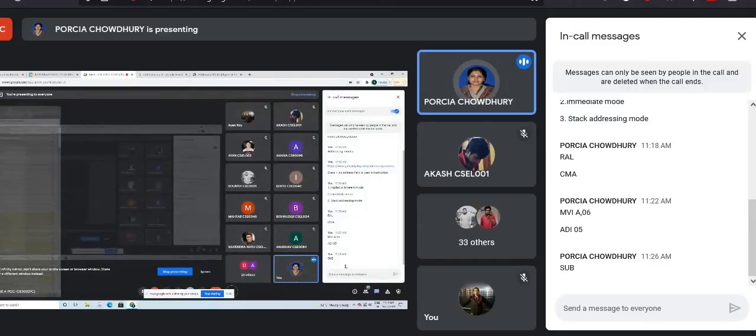The third one is stack-based addressing mode. That means you have to use only the top of the stack as your operand. Example, ADD, SUB. That means you have to first pop the top two elements and then perform whether it's addition or subtraction. These three are clear with examples.